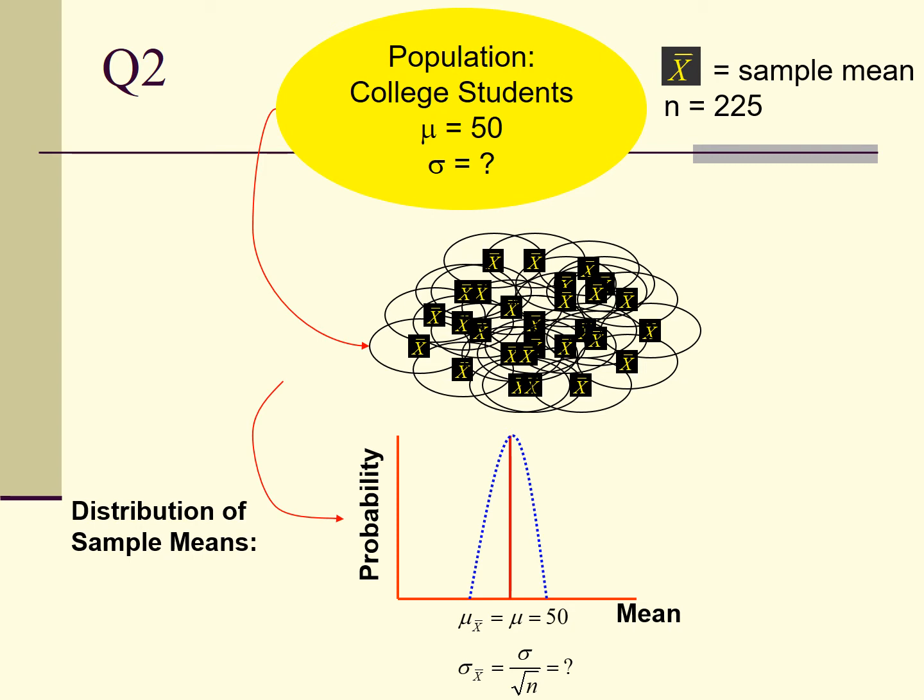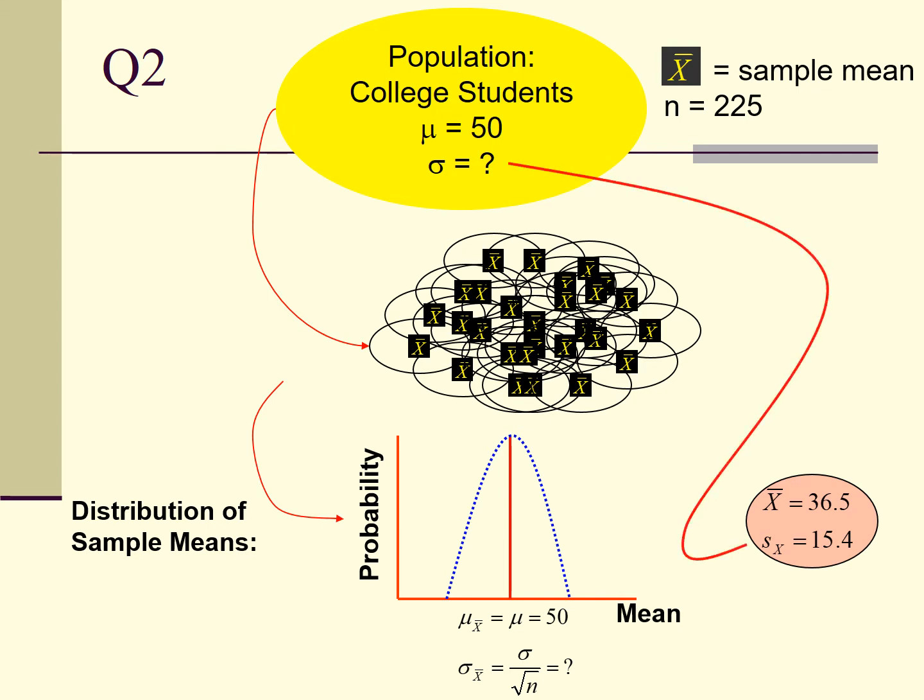Our solution is to use our sample standard deviation to estimate the population standard deviation. Here we don't know what shape this distribution is. The sample standard deviation is 15.4, so we simply use 15.4 to estimate sigma. Therefore, we compute the estimated standard error using 15.4 divided by square root of 225, which is 1.03.